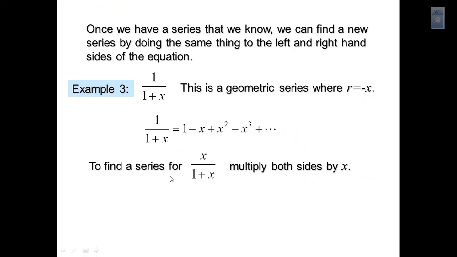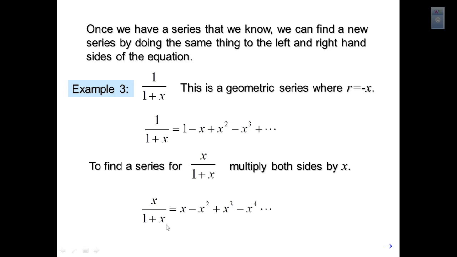Now, if we wanted to find a series for x over 1 plus x, all we have to do is multiply both sides by x. Now that means we're going to have to multiply every single term. If we multiply this side by x, we've got to multiply every term over here by x, which means each one is going to increase in power by 1.